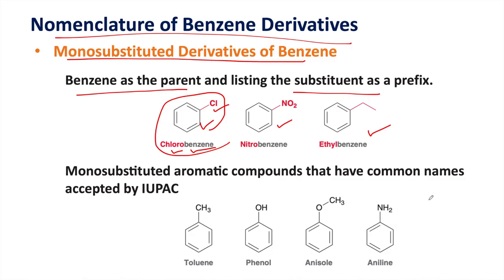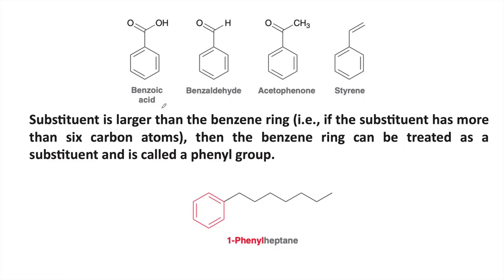Sometimes we take a common name in the IUPAC name. So a common name is acceptable in the IUPAC name. So this is toluene, phenol, anisole, aniline. These are common names, but they are acceptable in IUPAC names. So this is benzoic acid, benzaldehyde, acetophenone and styrene. These are all acceptable in IUPAC names.